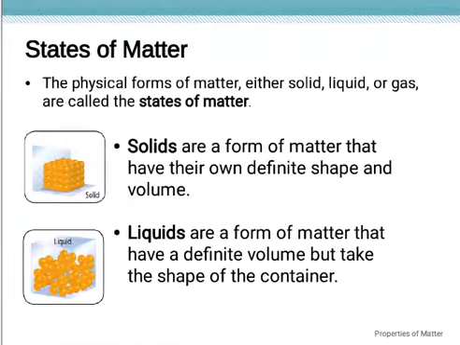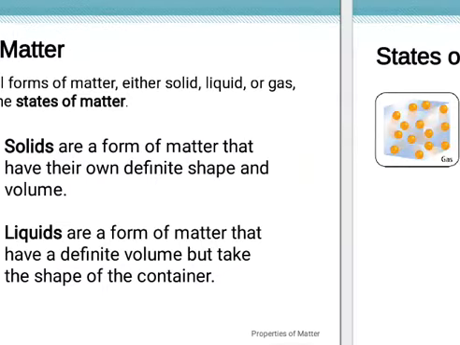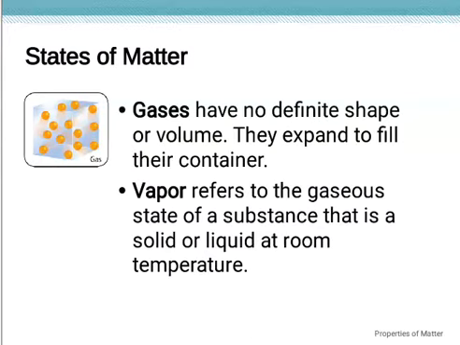The states of matter, the physical forms of matter, either solid, liquid, or gas, are called states of matter. Solids are a form of matter that have their own definite shape and volume. That means that their shape and volume doesn't change, generally. Liquids are a form of matter that have a definite volume, but take the shape of their container. So, they take the same amount of space up, but their shape depends on the container. Gases have no definite shape or volume. They expand to fill their container.